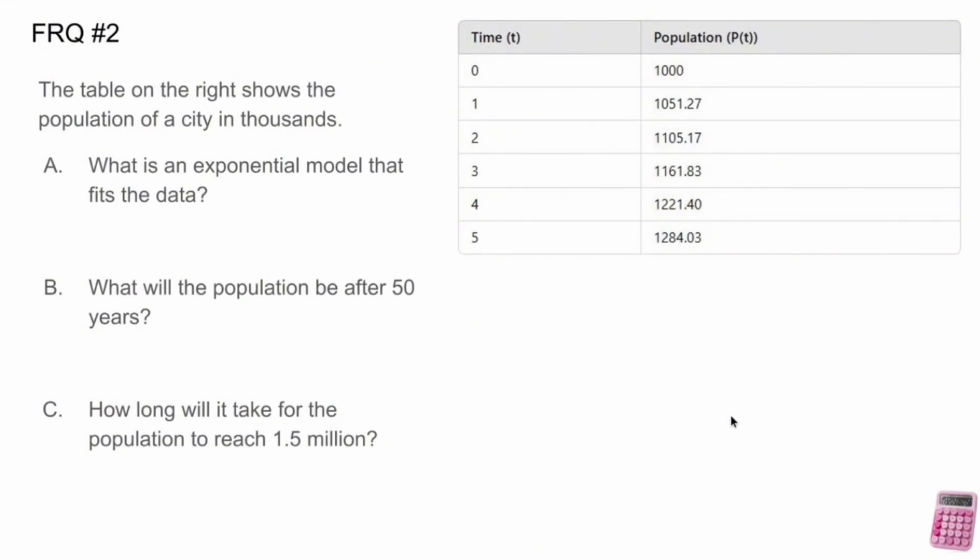So let's go off to the side. Let's do part A by using exponential regression. Now before I do that, let's take a look at B. B and C are going to have us use that equation. So not only am I going to find the equation, I'm going to store the equation. So make sure you watch the video and see how I do both of those.